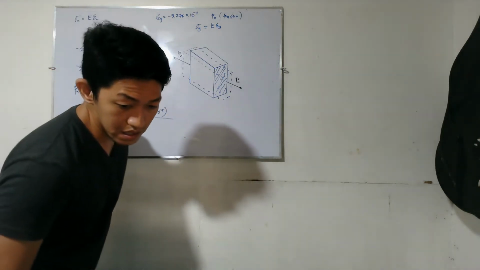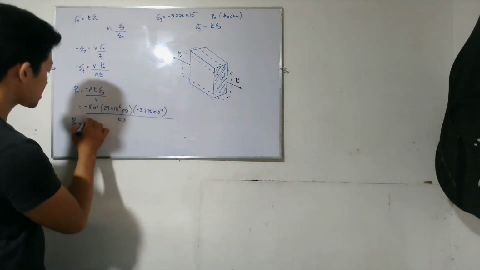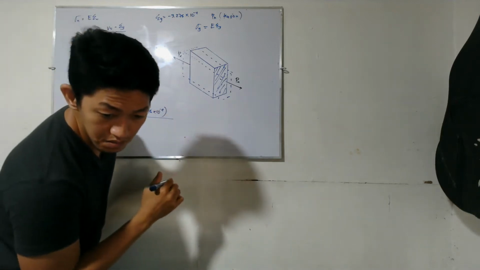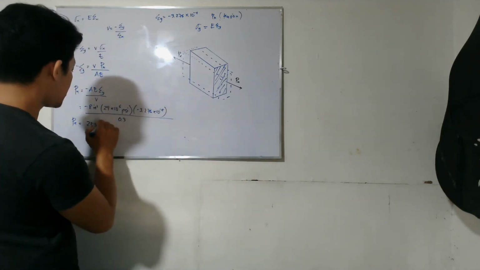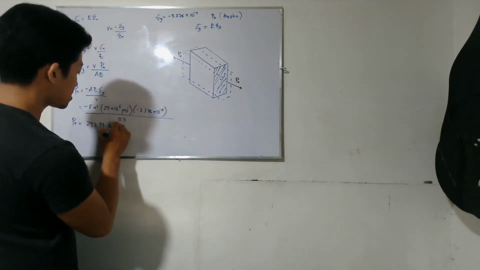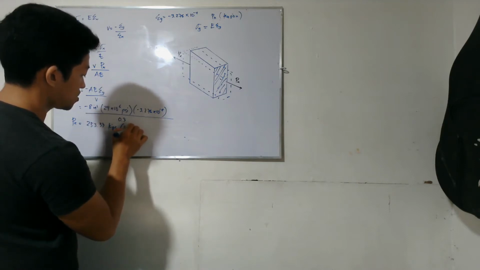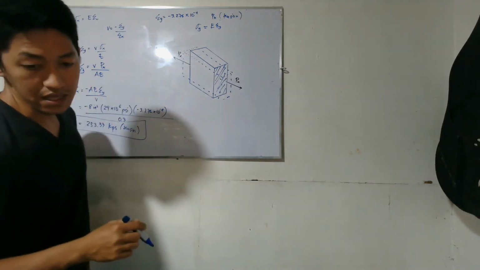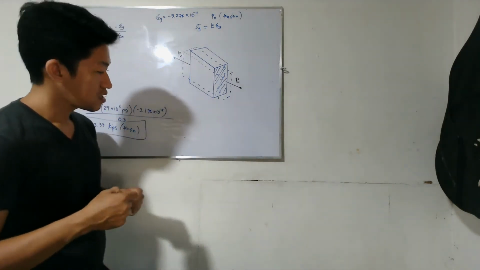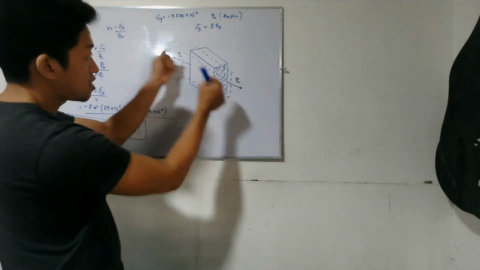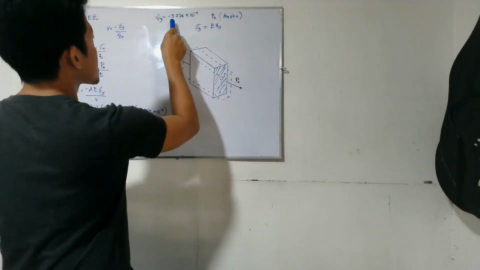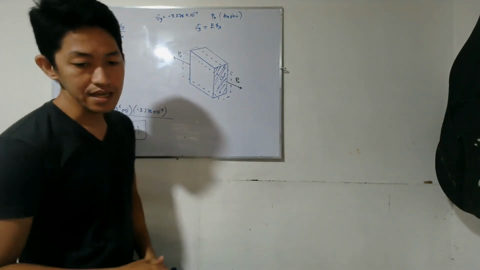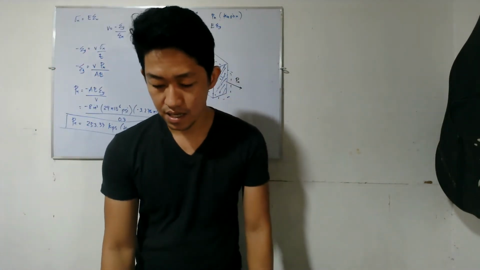Therefore, the force along the X is 253.33 kips tension. Okay? That's it. That is the force that will produce negative 3.276 times 10 to the negative 4 strain in the Y direction.